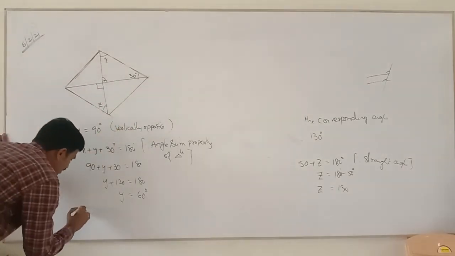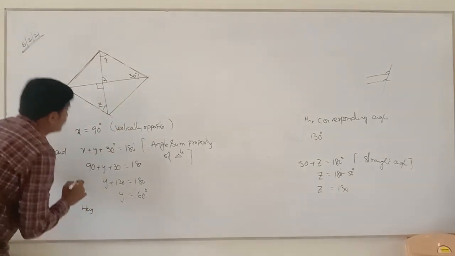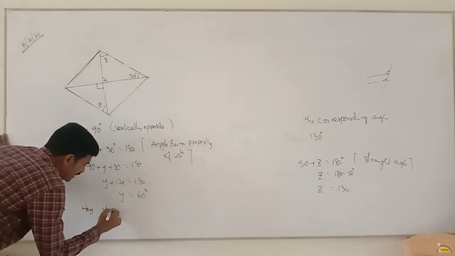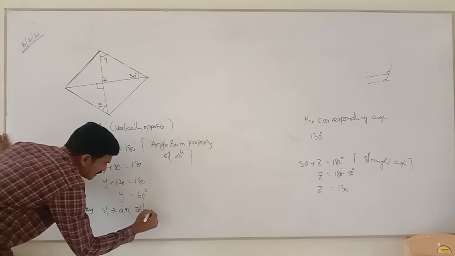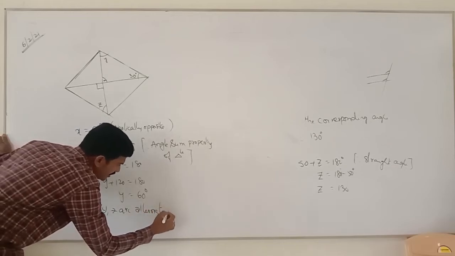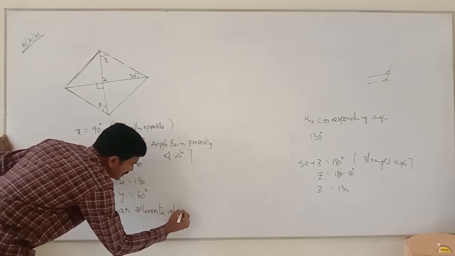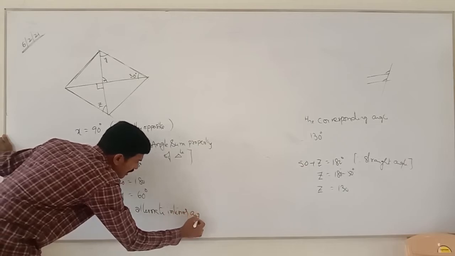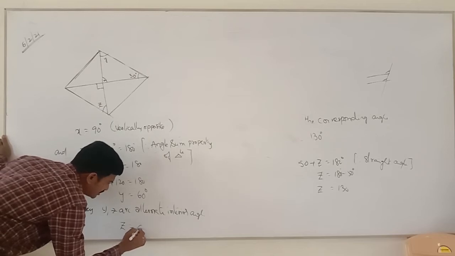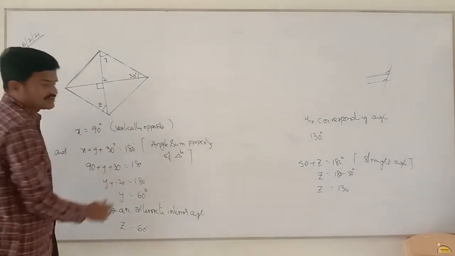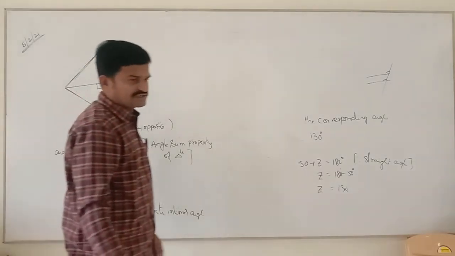Here, y and z are alternate interior angles. Therefore, z is also 60. Now we got the values of all unknown things or not? x, y, z or not?